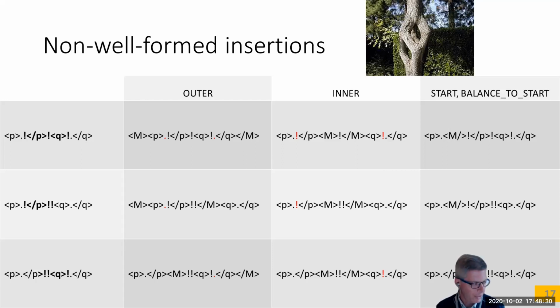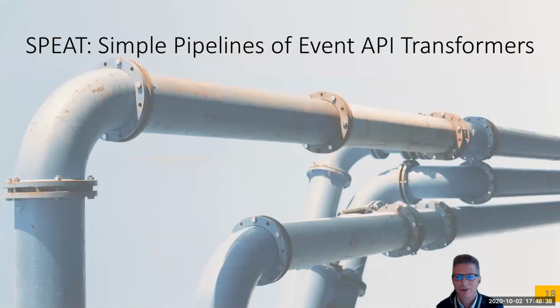So now suppose that we have made a text processing component that uses SMAX. How can we use this in an actual application? For that, we have developed SPEAT, Simple Pipelines of Event API Transformers. As you probably have seen before, XML document processing is often done using pipelines. And there are technologies for this like XProc, Apache Cocoon, and several others. SPEAT is a Java library also for building pipelines from event APIs like SMAX and also SAX.